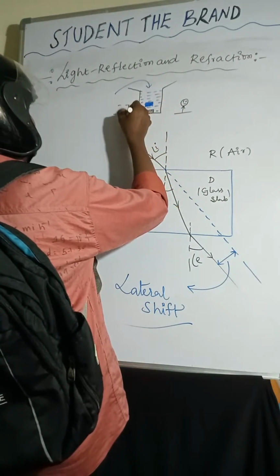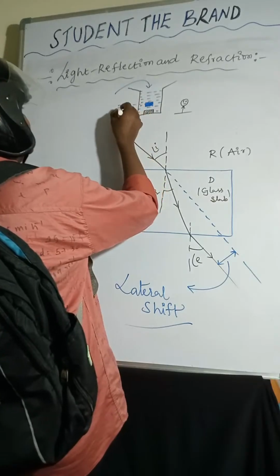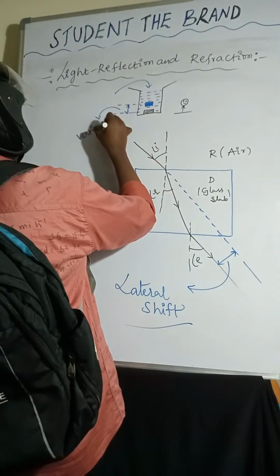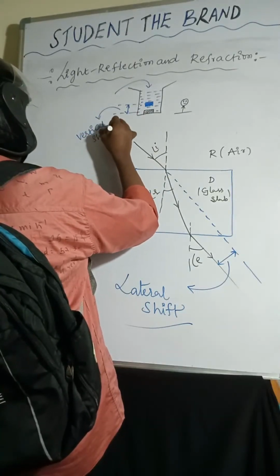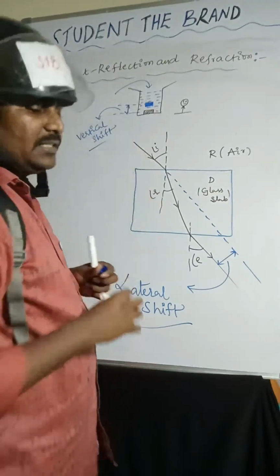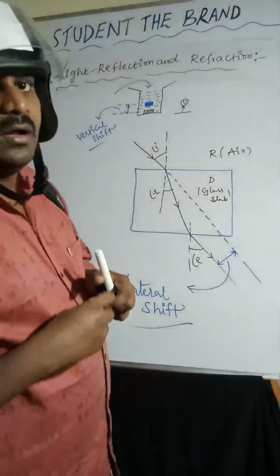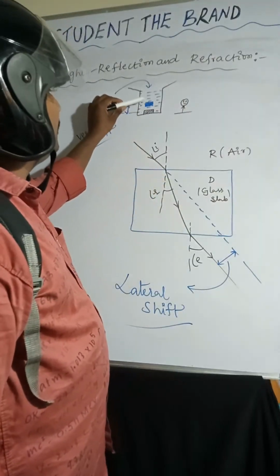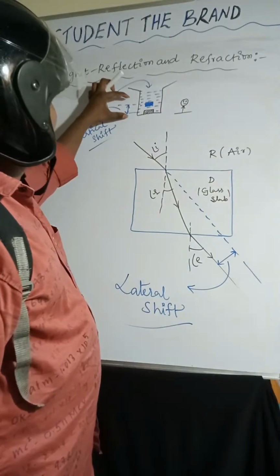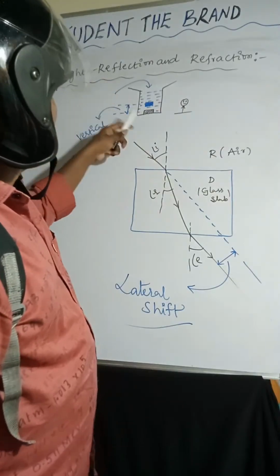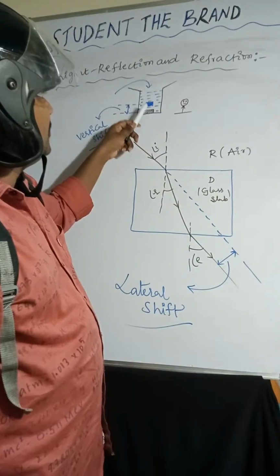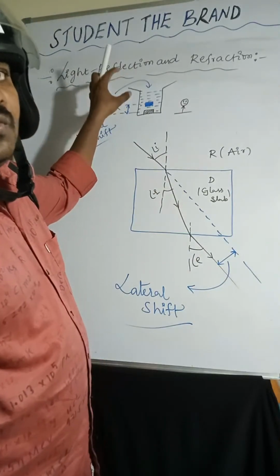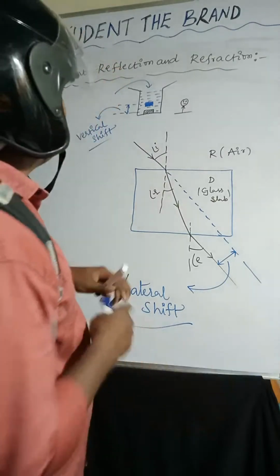The distance between the actual position and the apparent position is called vertical shift. This is the actual position of the coin and this is the apparent position of the coin. The distance between these two is called vertical shift. Okay. And one more example.